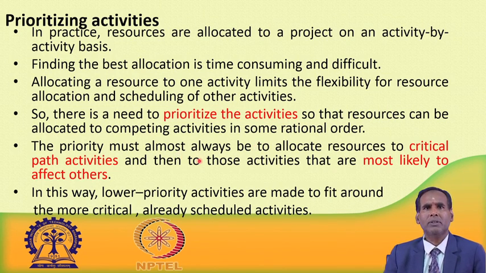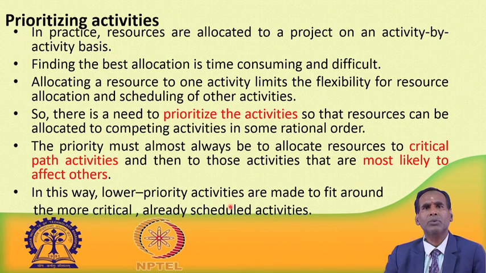The priority must always be to what? The priority must always be to allocate resources to critical path activities. So, you must give topmost priority for allocation of resources to the critical path activities. The next priority can go to the activities which are most likely to affect other activities. The least priority will go to the activities that are very less important. In this way, the lower priority activities are made to fit around the more critical, already scheduled activities.